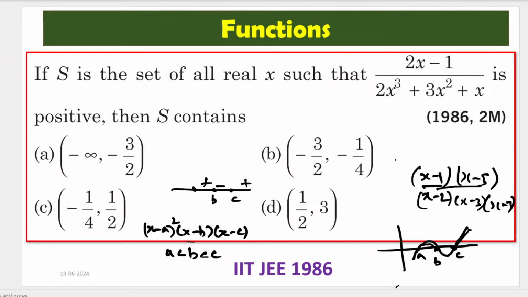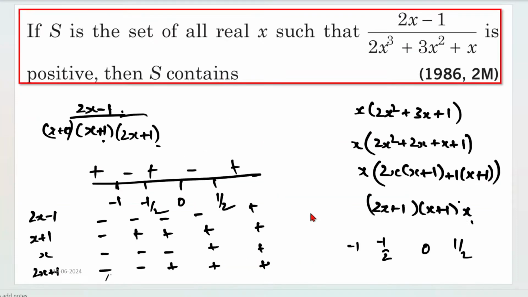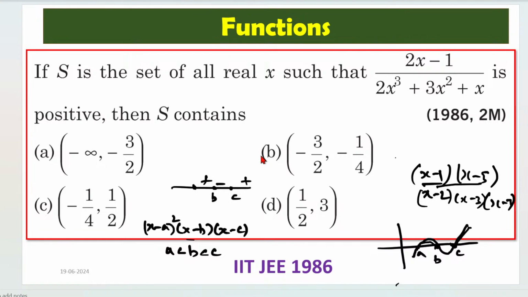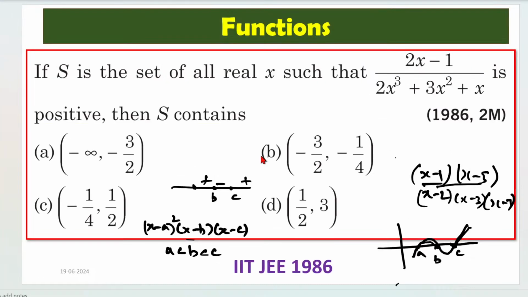Third option should be, sir. Third, minus 1 by 4 to 1 by 4. Wait. One third, one minus 1/4 to 100. Okay. So what I am getting? I am getting it is positive here, here, and here. Minus half to 0. Okay, I am getting minus half to 0 and greater than half.